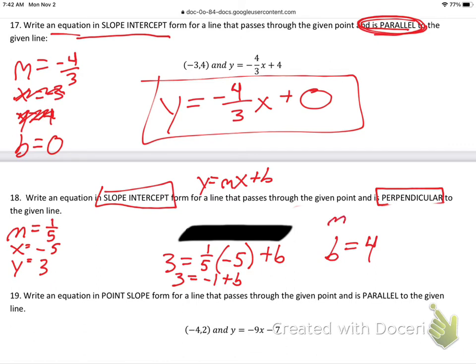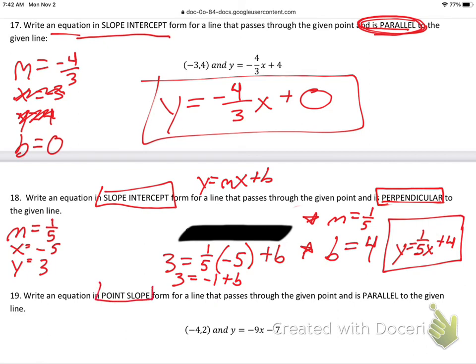So my slope is still 1/5. I found my slope, I found my y-intercept. So once you find the m and the b, you can just write the equation. So y is going to be equal to 1/5 x plus 4. And that's your equation.